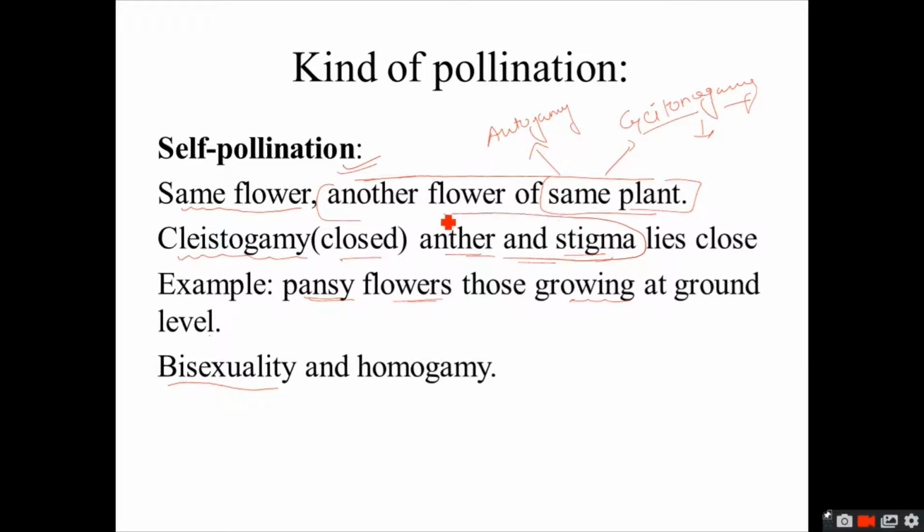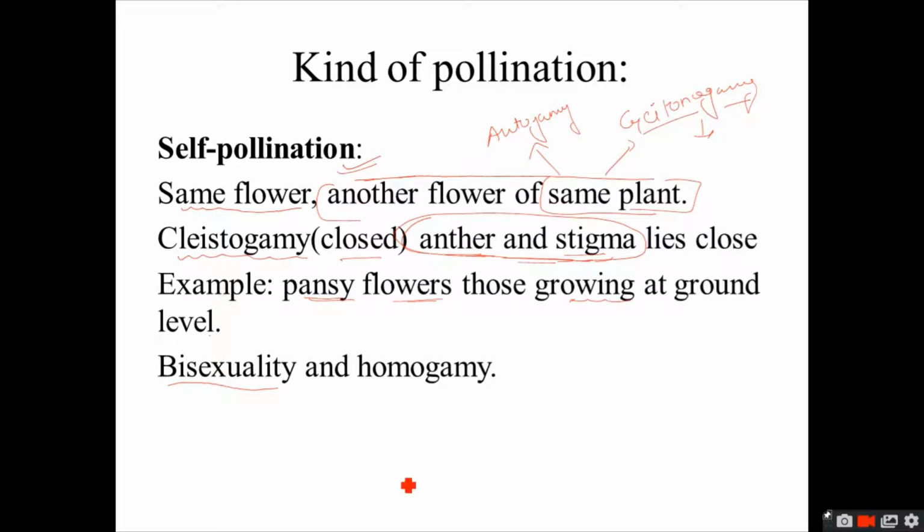That means they are separated from other parts of the plant, the two are closed in a separate part, and the pollination takes place within that closed sac. An example is pansy flowers.